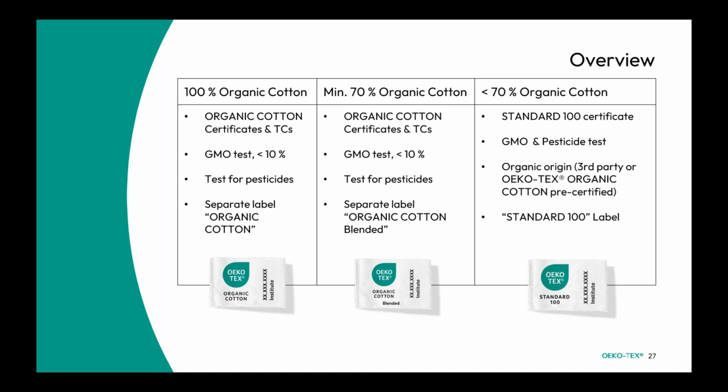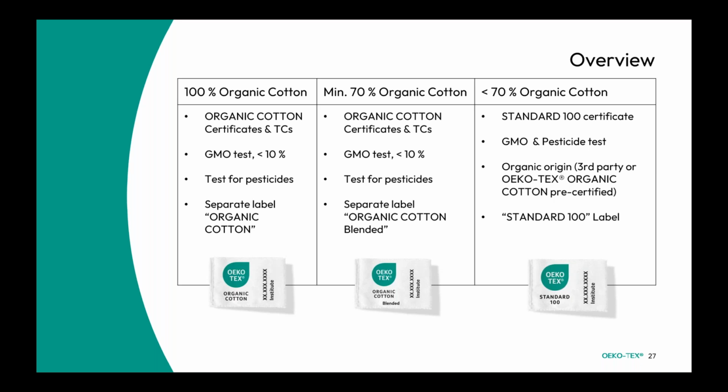There is a kind of in-between label, which we call organic cotton blended, where only 70% of the material has to be organic cotton. Here it is similar across the whole value chain. The organic cotton has to be traced with either traceability certificates or the organic cotton certificate. Here, the GMO test has to be less than 10%, the test for pesticides has to be passed, and with that one would receive the organic cotton blended label.